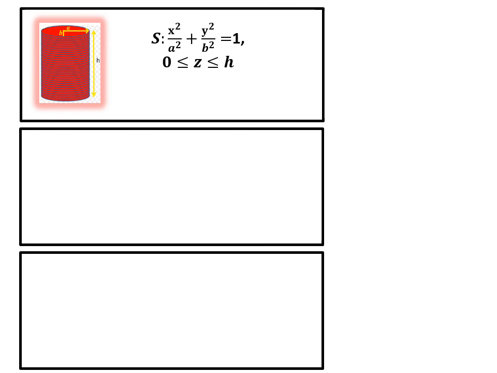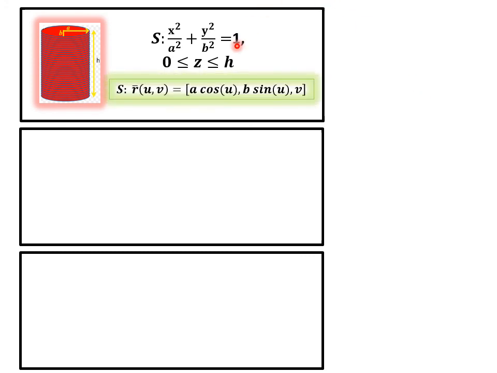Hope you are comfortable in visualizing the standard surfaces. Now I am summarizing. The first surface we had seen is the cylinder. The radius and height are independent. The representation is based on cylindrical coordinate transformation, in which the radial distance is changed as a and b for an elliptic cylinder. It is only a equal to b when it is a circular cylinder.